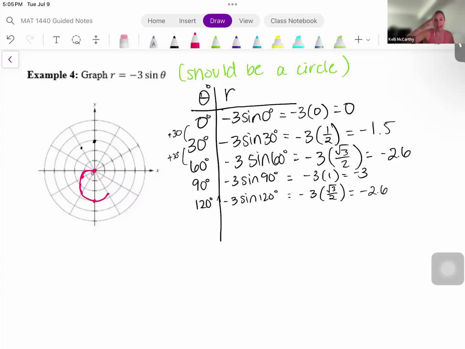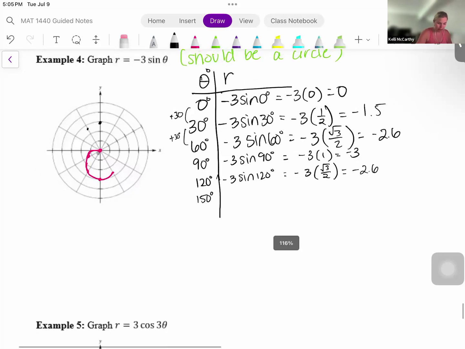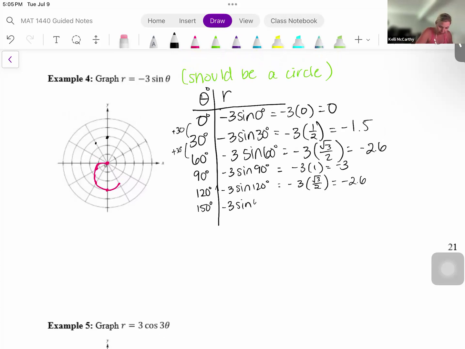And I'm connecting the points you see as I plot them. 150 degrees is our next measure of theta. -3 times sine of 150 degrees is -3 times 1/2, or -1.5. So at 150 degrees, we're at 1.5. And if I reflect that about the origin, it's about there. And then 180 degrees, -3 sine of 180 degrees is -3, and sine of 180 degrees is 0. So this is 0. So that's going to take me here.